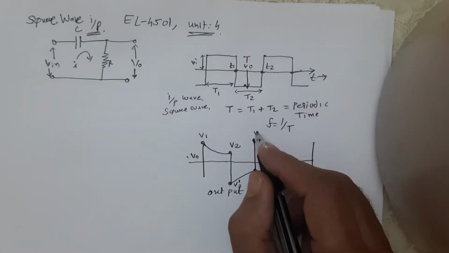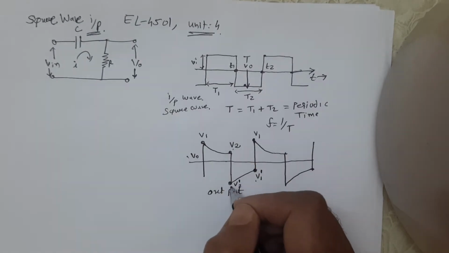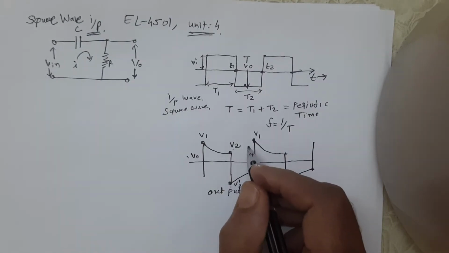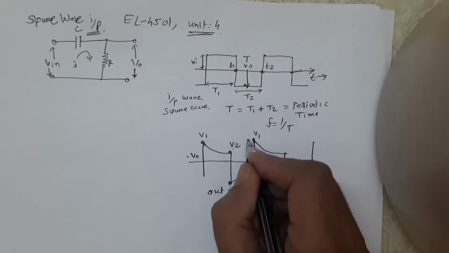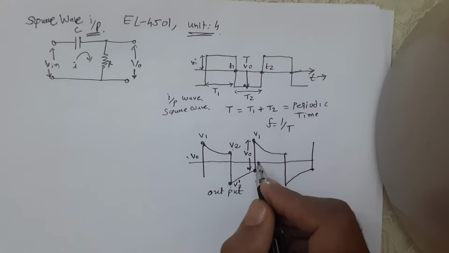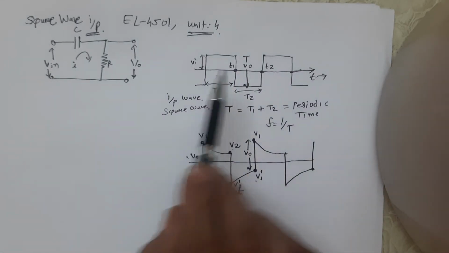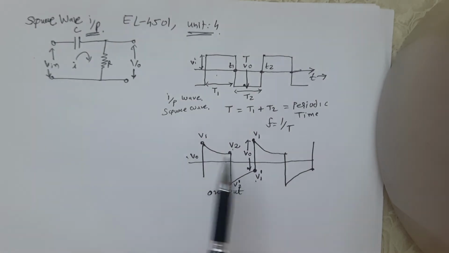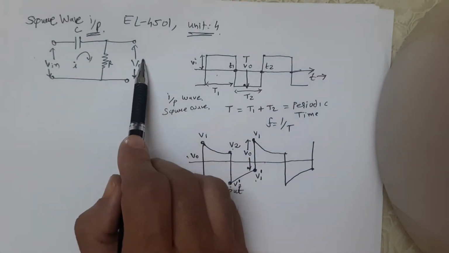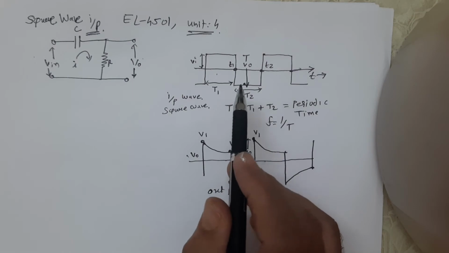If this is your V1, then this is your V1 dash. This is your V2, then this is your V2 dash. The total amount is Vo. This is your Vo, this is your output. This is your input, it is given here. This is your output we are getting from the output of the high pass filter circuit. Now we discuss how it happens.